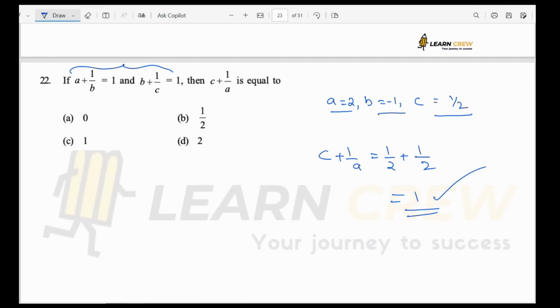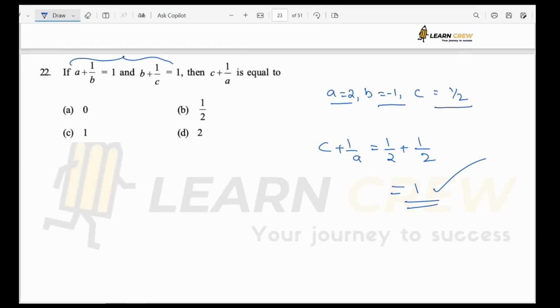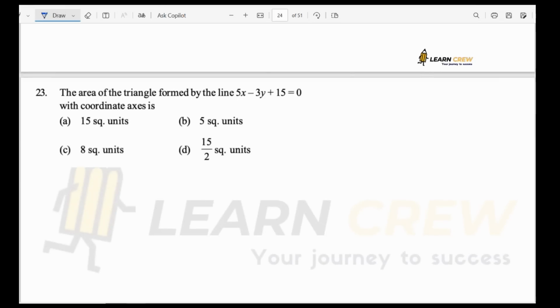Is it done? The 23rd. The area of a triangle formed by the line 5x minus 3y plus 15 with the coordinate axes. See, this is the coordinate axis. This is the line. So what is asked is this area. This is y-axis, this is x-axis. So how much is this area is the question.